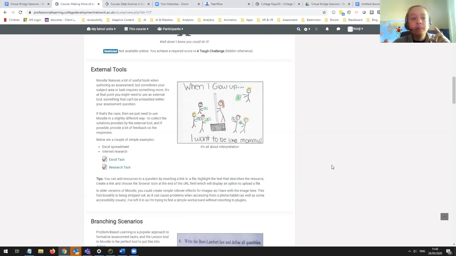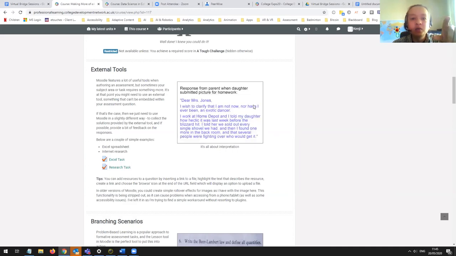Now, okay, I should just explain that as I'm sharing my screen, I was showing these comical elements that were meant to highlight things in assessment. I do have a picture on my screen that says, when I grow up, I want to be like mummy. I think when I roll over this, it gives me an explanation. I should just say that this is a true incidence, and it's all about interpretation, was an example I was going to give. And it was a response from a parent when her daughter had submitted a picture for homework.